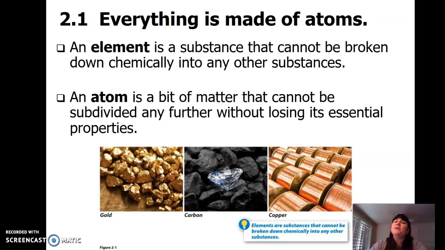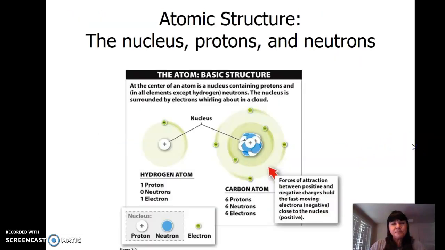So everything is made out of atoms, right? Atoms. They're the smallest unit of matter, okay? So if you've ever seen the periodic table, it has all of the atoms, all the elements. So gold is made out of gold atoms. Carbon's made out of carbon atoms. Copper is made out of copper atoms.